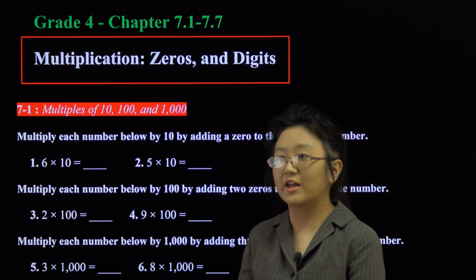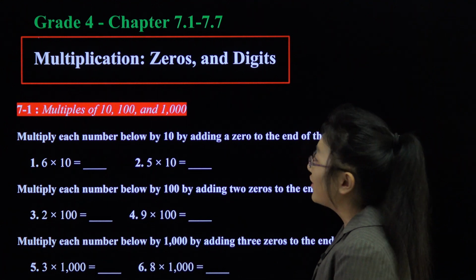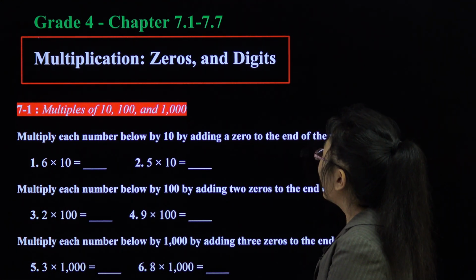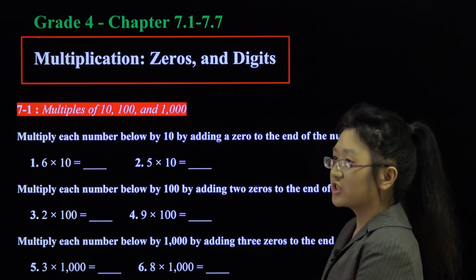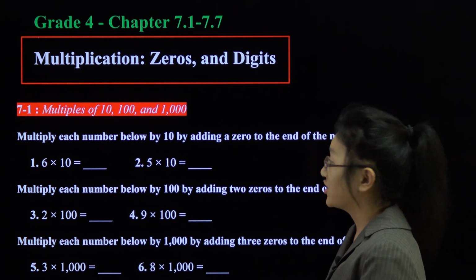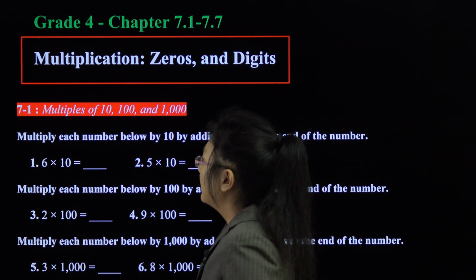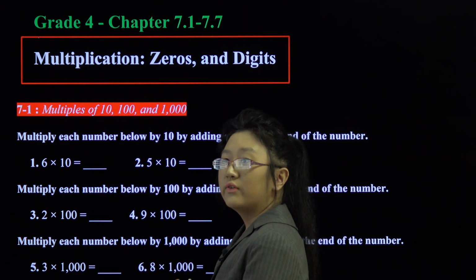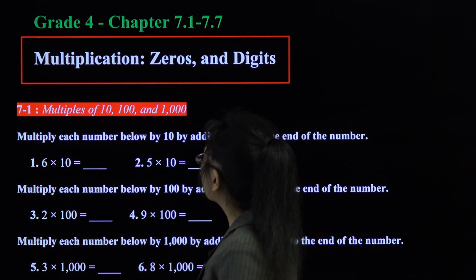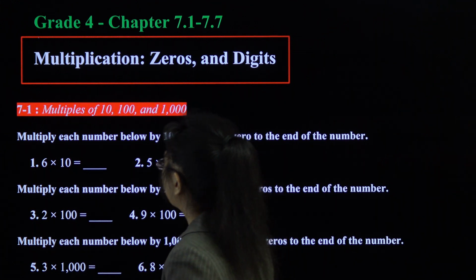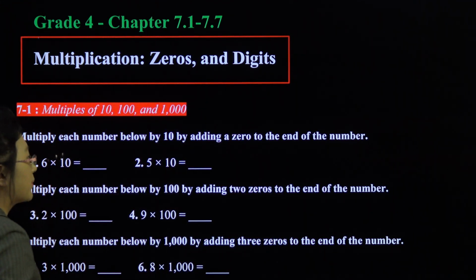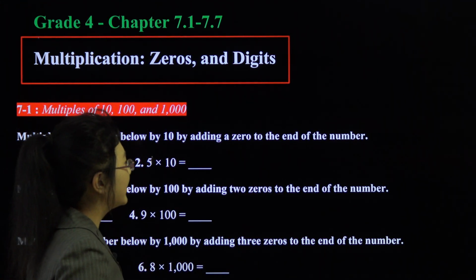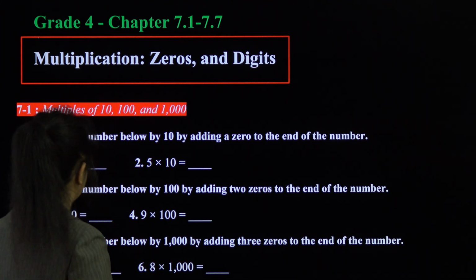7, where we will be learning about and talking about multiplication with zeros and multiple digits. So here's how you would multiply by multiples of 10, 100, 1,000, and numbers with a bunch of zeros. Multiply each number below by 10 by adding a 0 to the end of the number.